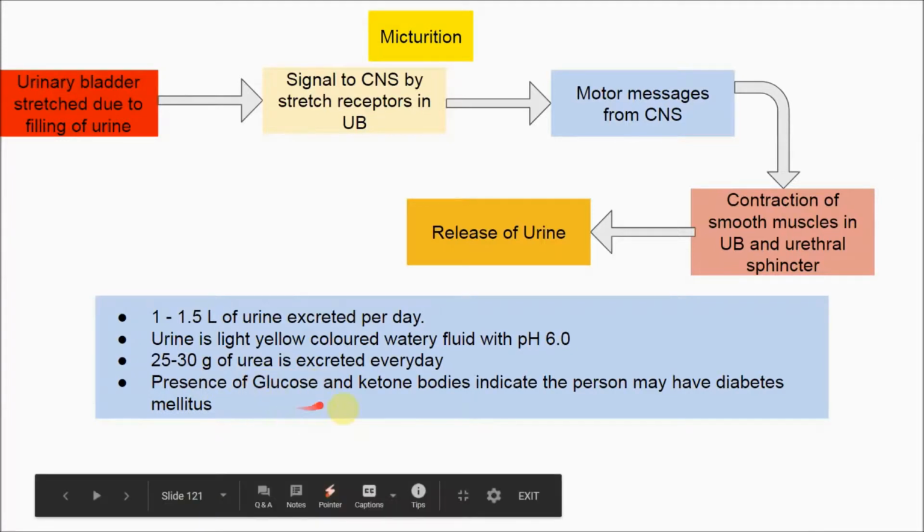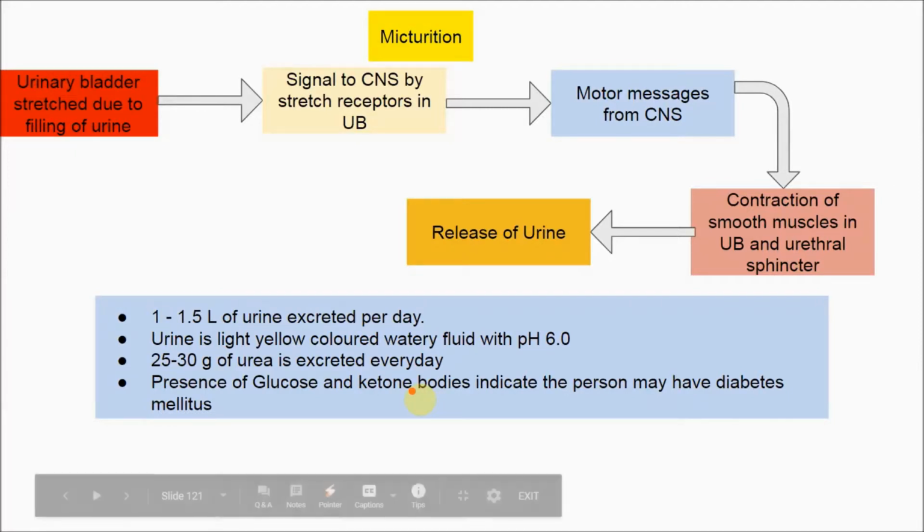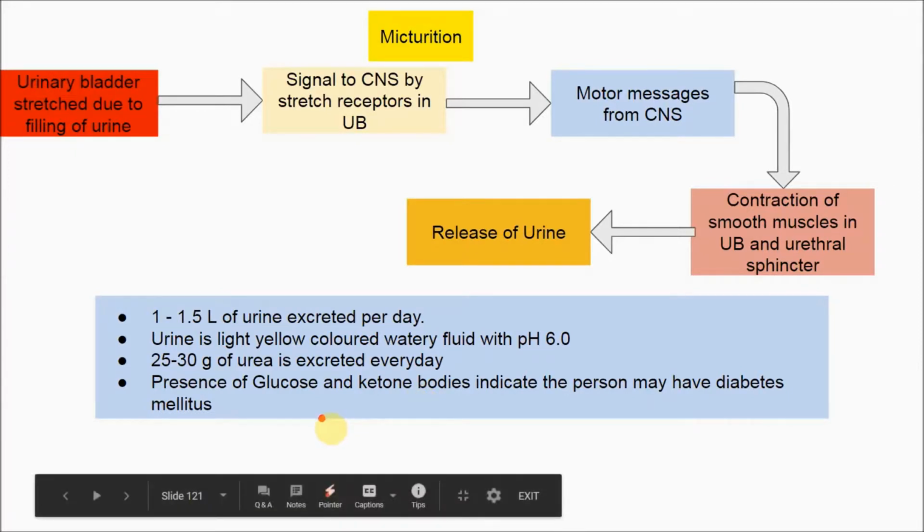The presence of glucose is also called glycosuria, and ketone bodies is also called ketonuria. So the presence of glucose or ketone bodies indicates that the person may be having diabetes mellitus, right? Remember, presence of glucose or ketone bodies is an abnormal constituent. It is not a normal constituent in the urine.